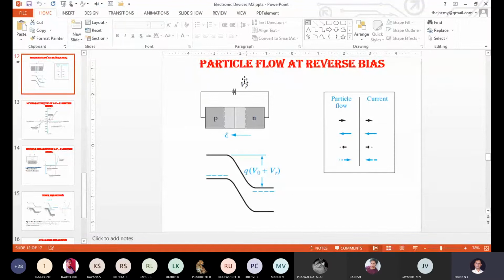Correct. So now if you keep on increasing the reverse voltage VR, from -1, -2, -3, -4 and so on, the depletion region also keeps on increasing. At the same time, the built-in electric field also keeps on increasing with the increment in the depletion region of the PN junction diode. This is all about the reverse bias condition of a PN junction diode.